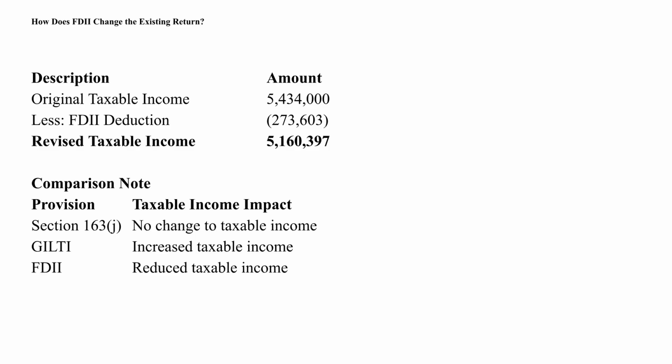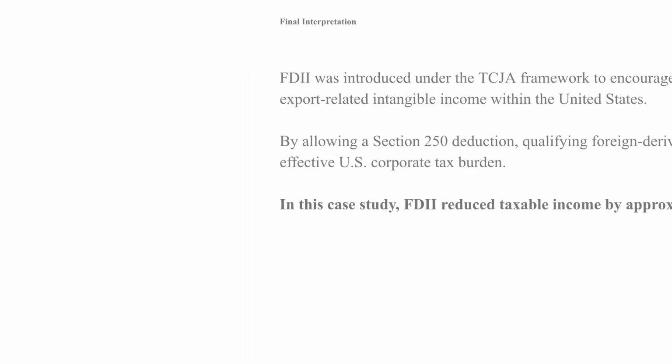Before applying FDII, taxable income was approximately $5.434 million. After applying the Section 250 deduction, taxable income falls to approximately $5.16 million. This reduction is entirely attributable to the FDII deduction. Notice the contrast. Section 163J created no change in taxable income. GILTI increased taxable income. FDII reduced taxable income.